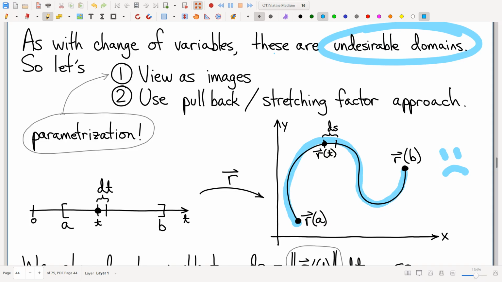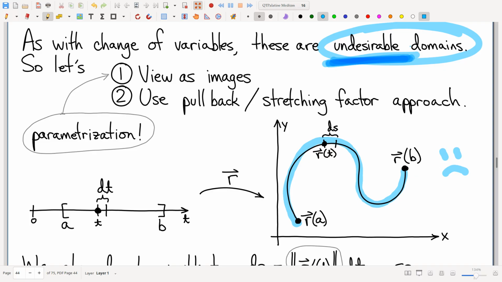When we were doing change of variables, what was undesirable is that our domain had corners in inconvenient places, or the equations were awkward to deal with, and the idea of pulling back to a better domain was to deal with those problems. Here, what makes this domain undesirable, there's this additional concern that this is dimensionally weird. It's a one-dimensional thing in a two-dimensional world, and we don't know how to deal with that, right?